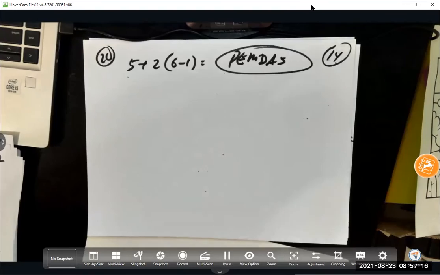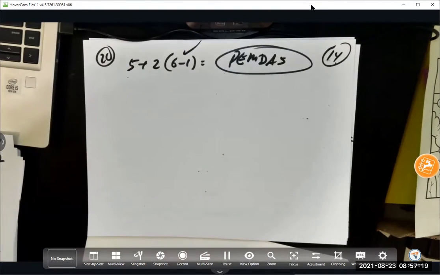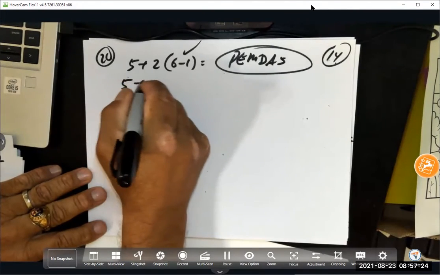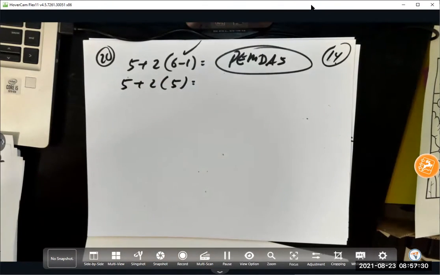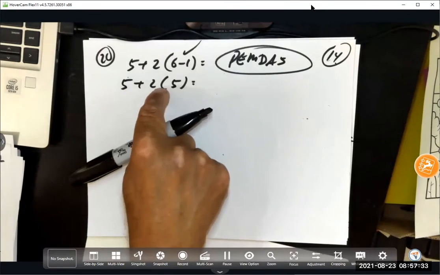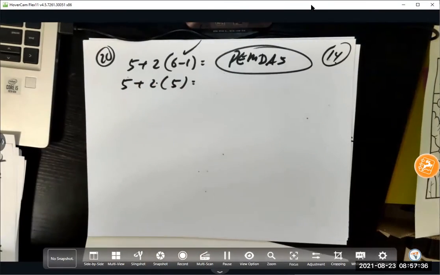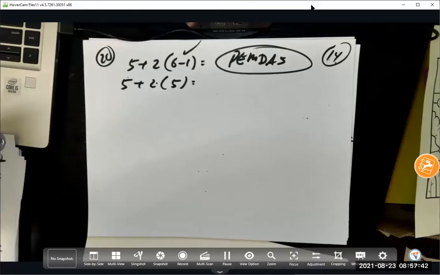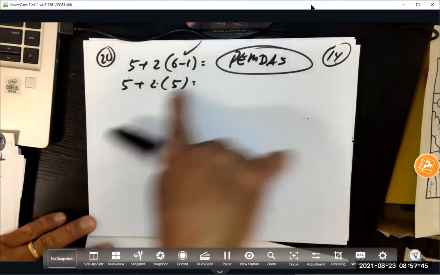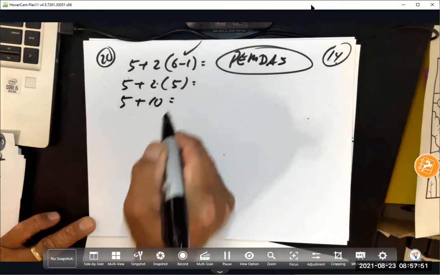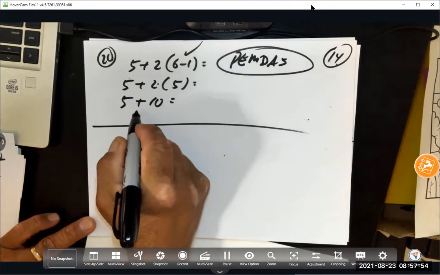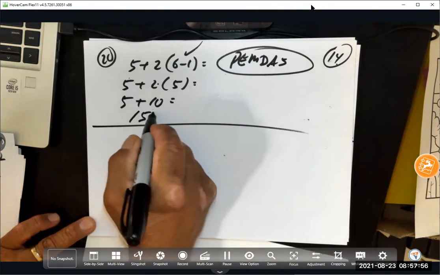So the first thing I should do is, should I do the parentheses stuff? Yes or no? Yes. Okay, ready? So 5 plus 2 times this will be 5. Everybody okay right there? So now the next step, you have adding and you have multiplying. What should I do first? Multiply. Why? Because in the order, multiply and divide come before adding. So this is going to be 5 plus, what is it? 10. Now add those two numbers together. What do you get? 15.